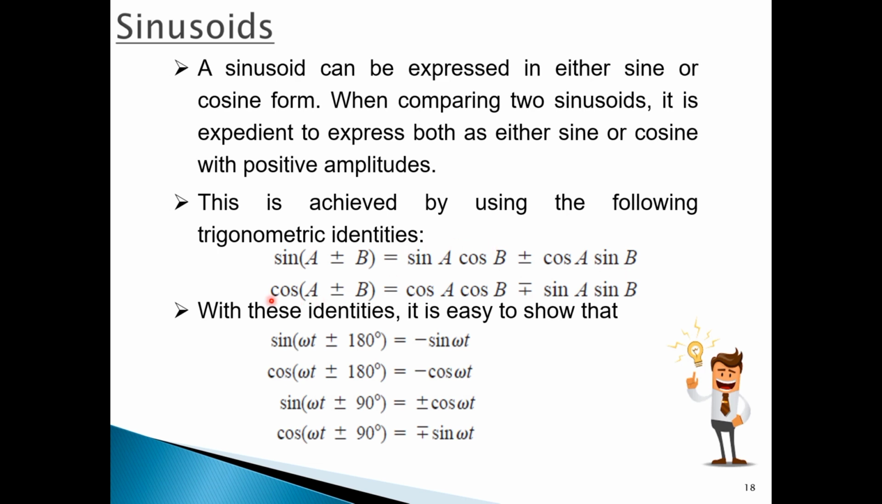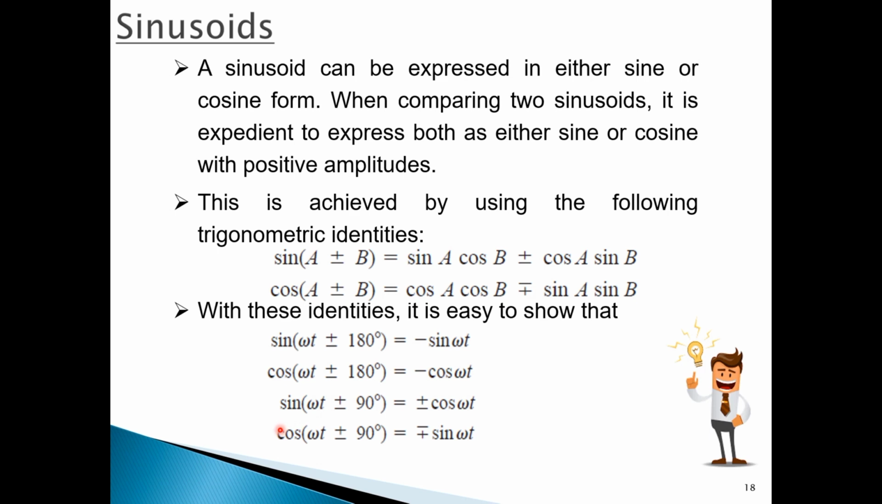For cosine, cosine of A plus or minus B is equal to cosine A cosine B, minus or plus sine A sine B. So that's cos cos sin sin. With these identities, it is easy to show that sine of omega t plus or minus 180 degrees is equal to negative sine omega t. And cosine of omega t plus or minus 180 degrees is equal to negative cosine omega t.